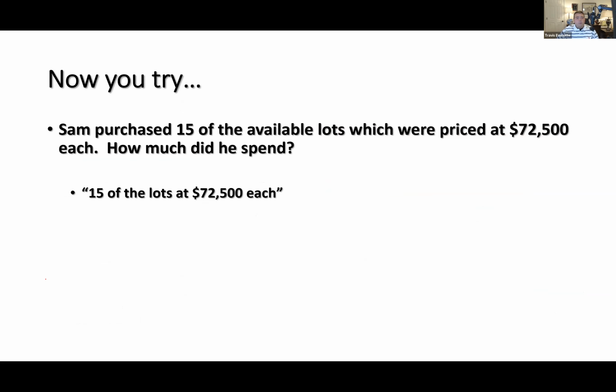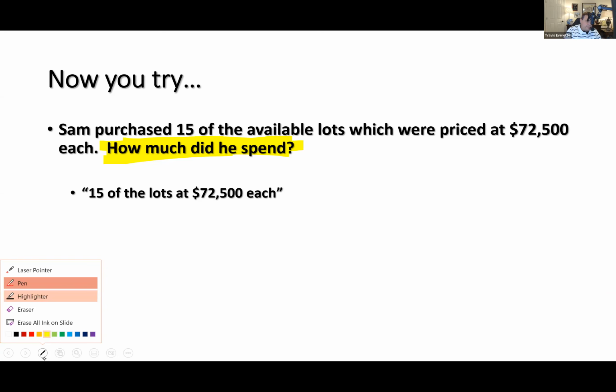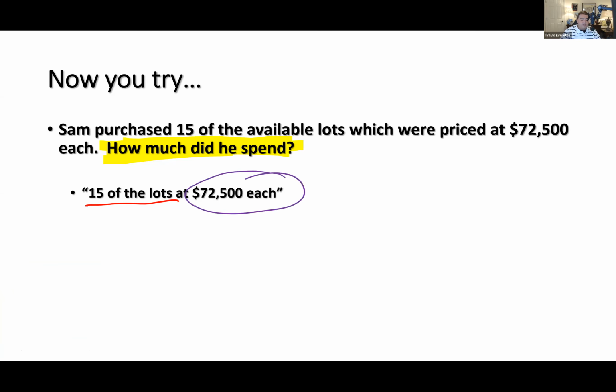Okay, so step one for me is always, I'm going to look and find the question. What are they asking me for here? What is it that they want to know? Because that's really important. How much did he spend? So they want to know the total amount spent. That's their goal in asking me this question. And I know that he's buying 15 lots, and they told me in advance already that he's paying $72,500 each.